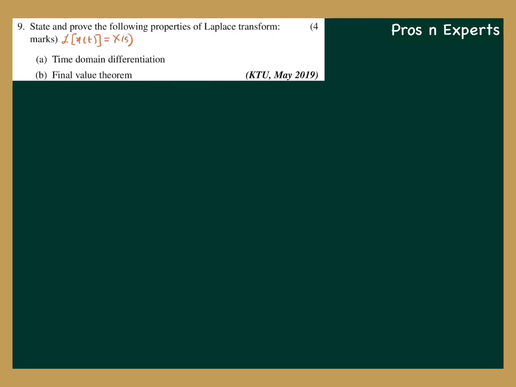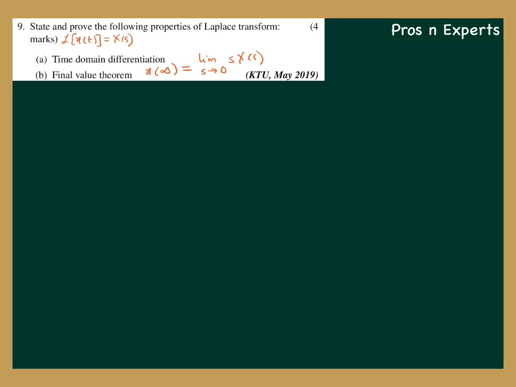Now let us prove the final value theorem of Laplace transform. What is the final value theorem of Laplace transform? The final value theorem lets us obtain the final value of a signal. That means x of infinity, that is the final value of x of t at t equal to infinity, right? So x of infinity is limit s tends to 0 of s into X of s. This is the final value theorem, and we are going to prove it.